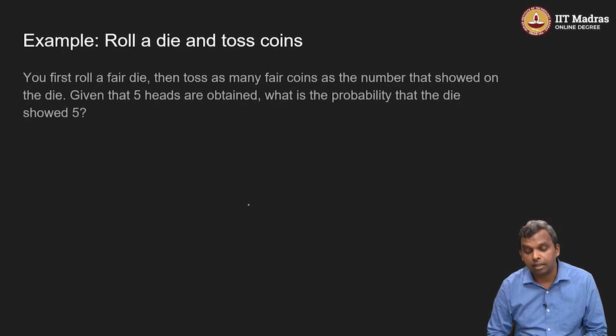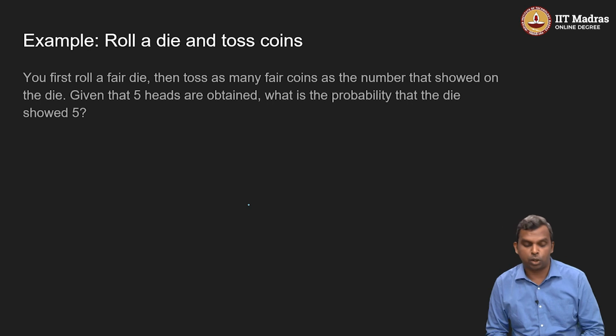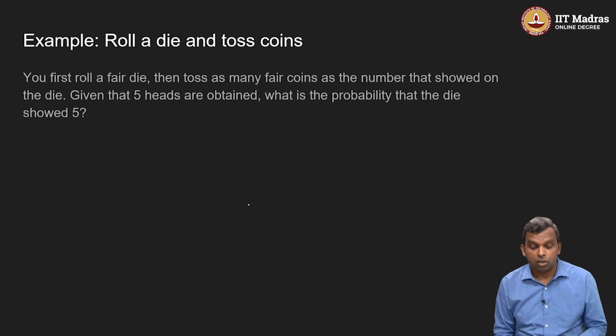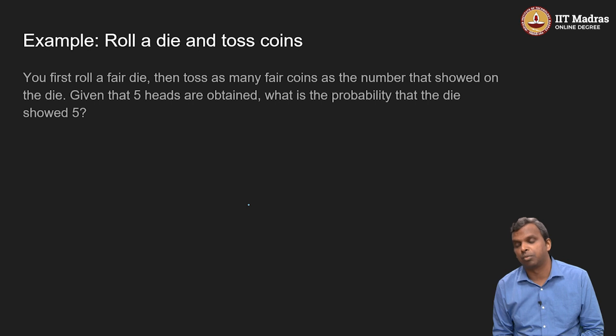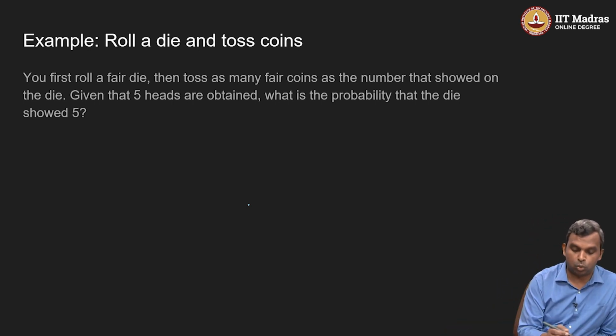Then you toss as many fair coins as the number that showed on the die. So the number may show 2. You'll toss 2 fair coins, and you count the number of heads you got. That's one reasonable outcome. So given that 5 heads are obtained, what's the probability that the die showed 5? Once again, this is not too difficult to show.